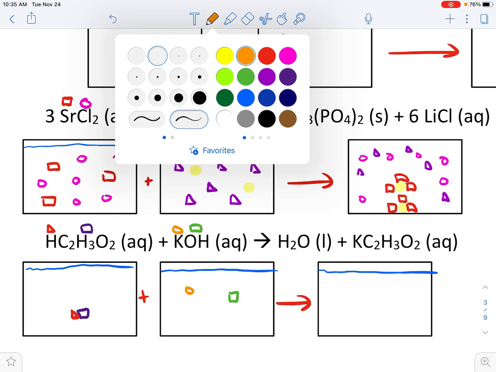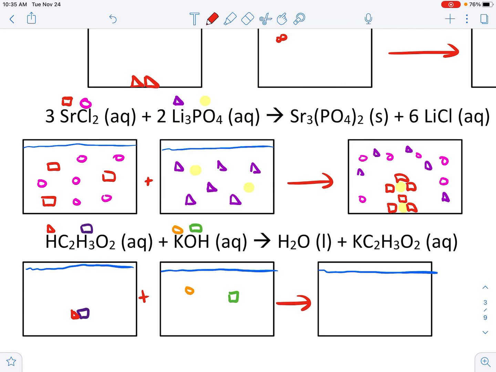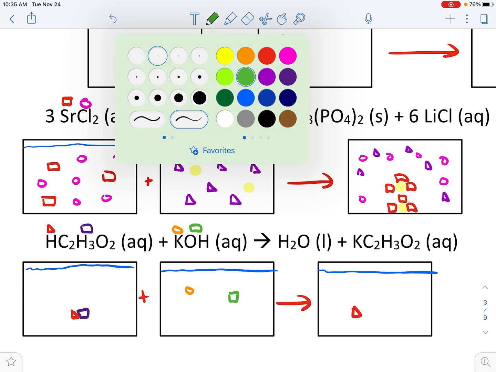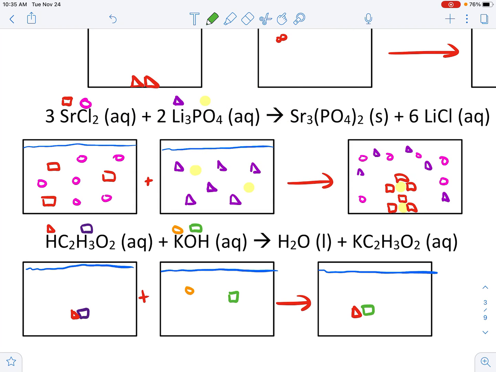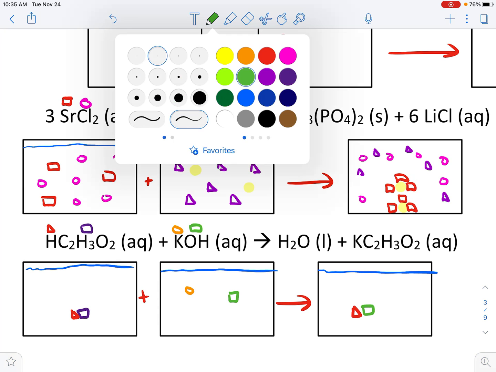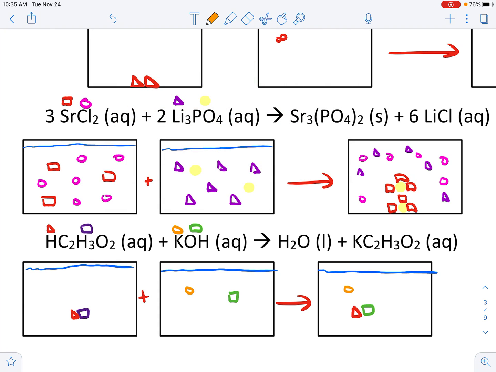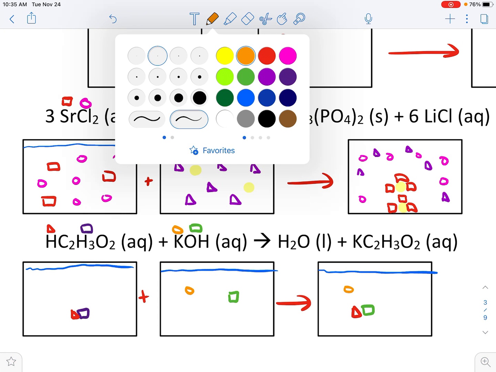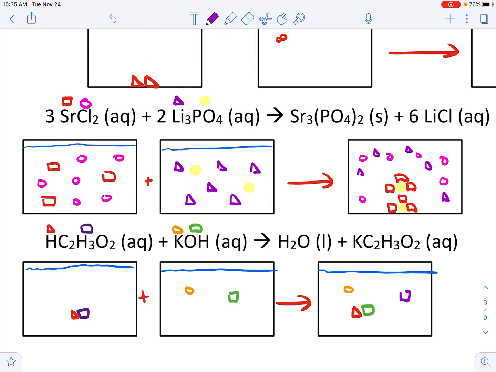Then we'll have our waters getting together, so we'll have a triangle, and they're going to stay together. A triangle with the green box. Is this the same color of green? I hope so. And then our K and acetate, so our orange circle, and our acetate, purple, will be floating separately. And there we have it. Okay? Awesome. That's it. See you next time.